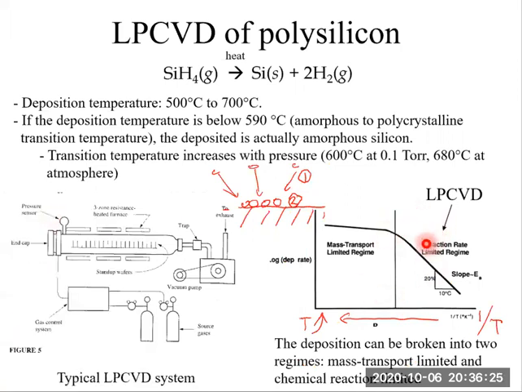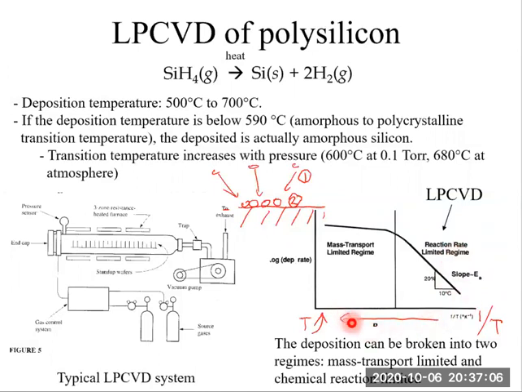Now let's take a look at this figure again. At the low temperature, right side, the chemical reaction is slow. So LPCVD is determined by the chemical reaction. So this is a chemical reaction limited regime. We can see the deposition rate is very sensitive to the temperature. Chemical reaction is slow, so it's determined by the chemical reaction.